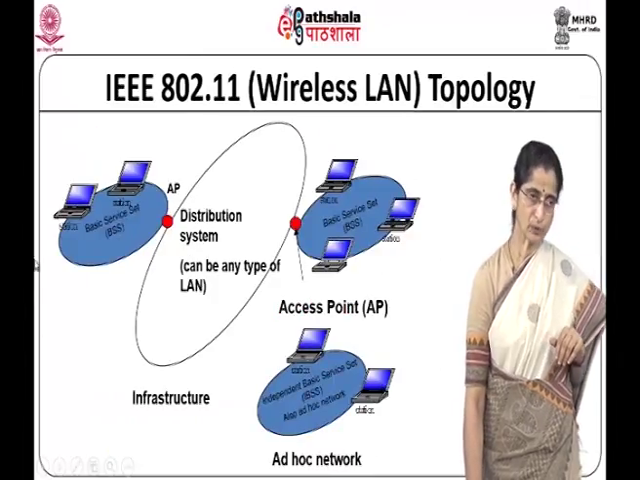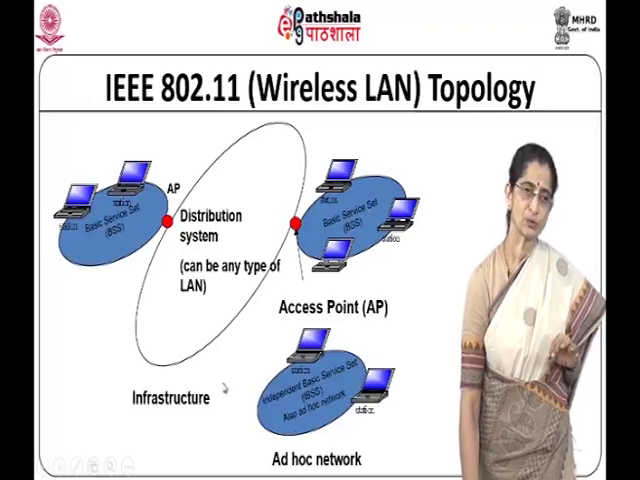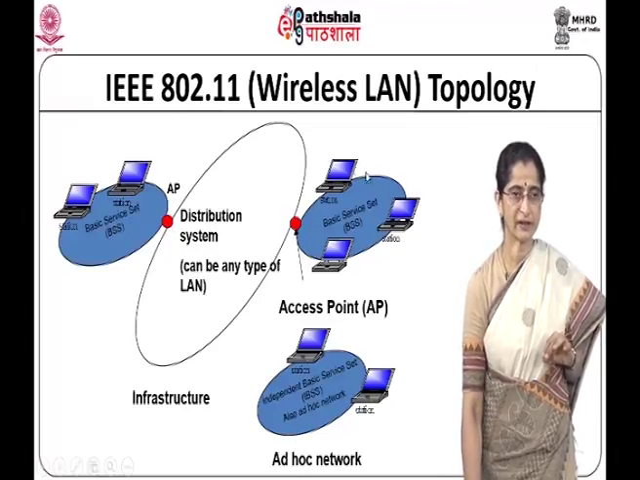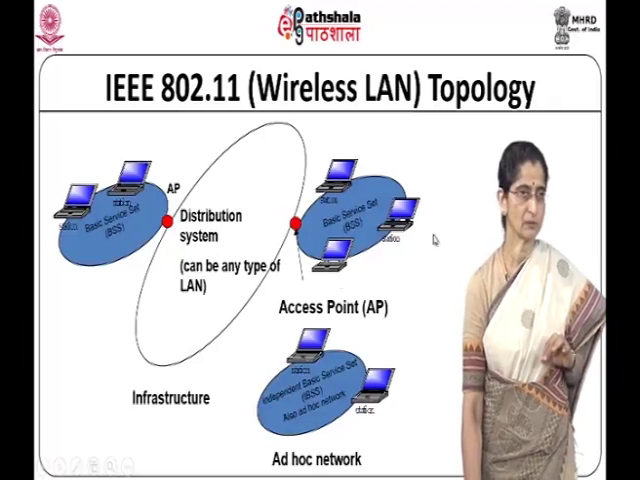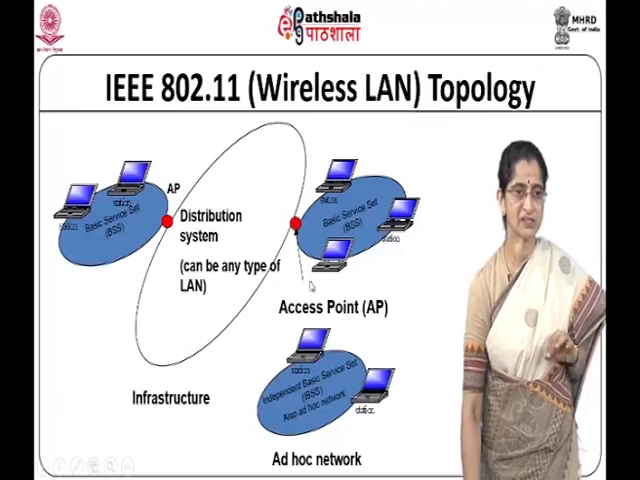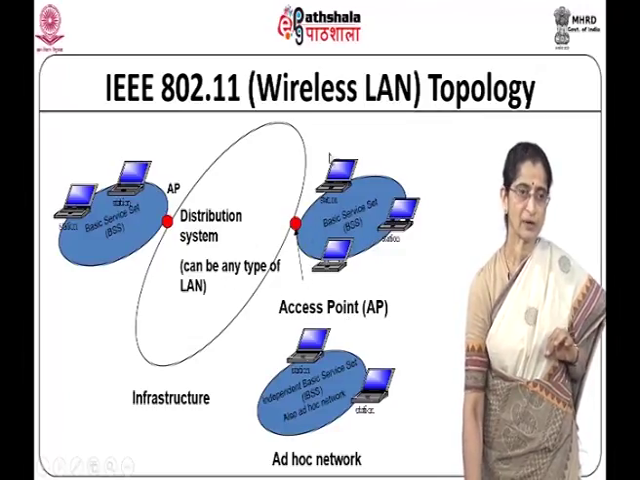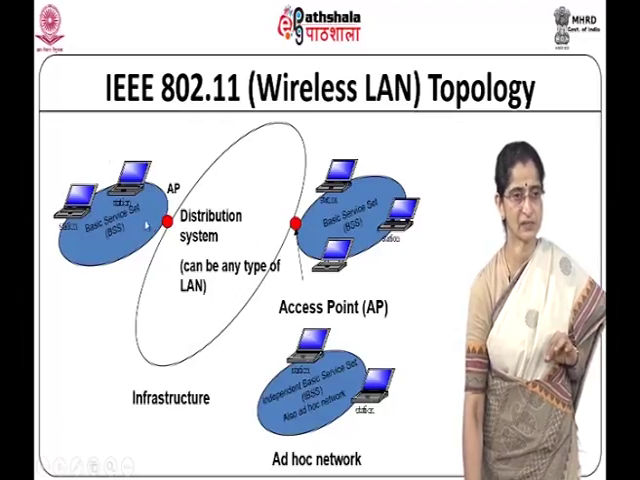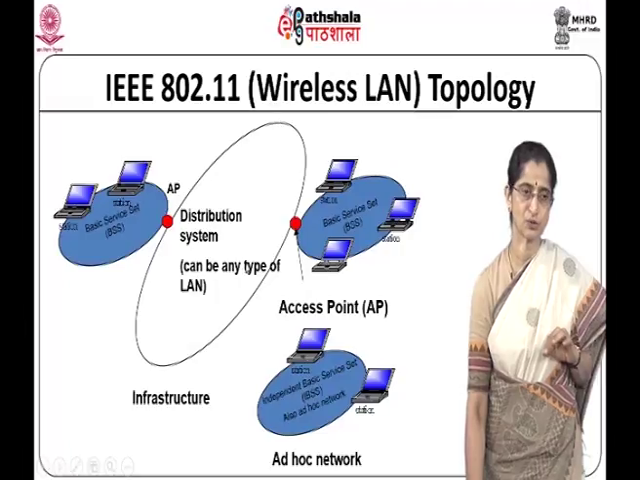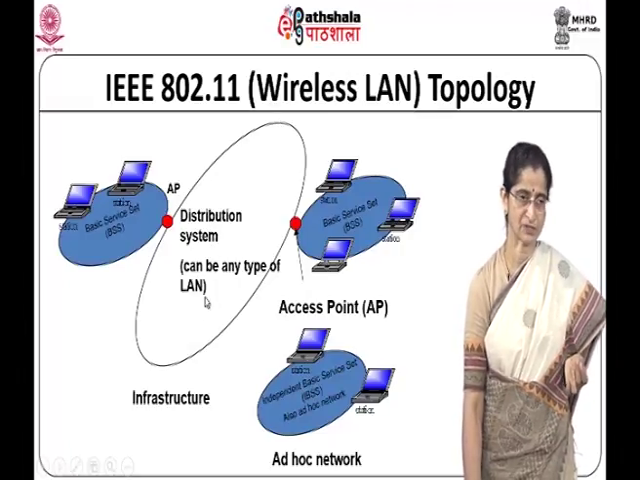Okay. So if you look at the 802.11 wireless LAN topology, it basically looks like this. You have access points. These access points are connected to various mobile stations, and this access point along with the mobile stations that it connects to are referred to as the basic service set. You could have one basic service set here, another basic service set here, and these access points would be connected by means of what is called a distribution system. This distribution system could be any type of LAN, for instance.